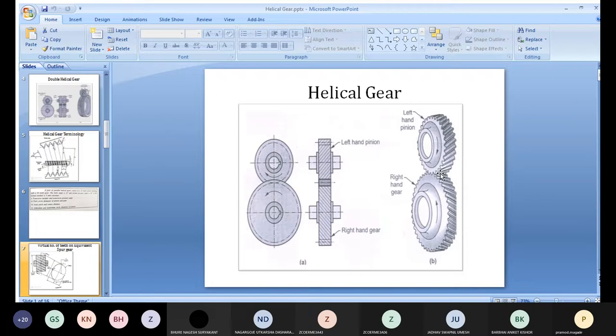There might be chances you can use a double helical gear for taking a maximum load. So that we call a double helical gear. What will happen? Two helical gears are connected. How? You can see here. In case of the spur gear and helical gear, I told you the gear pair means it includes the pinion as well as the gear.